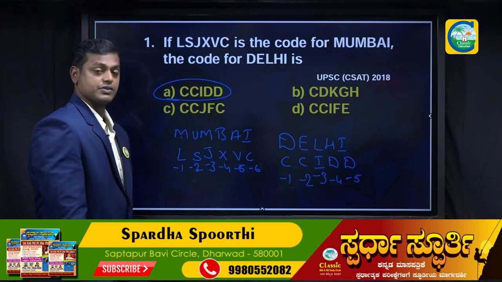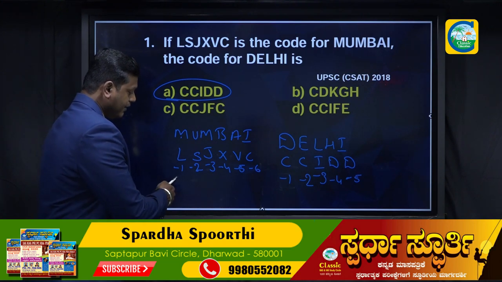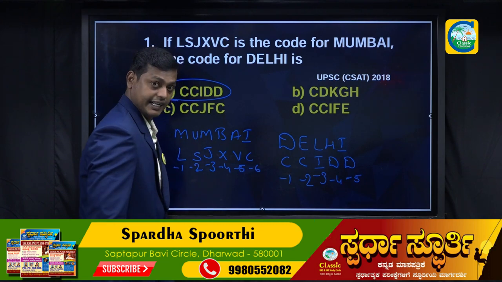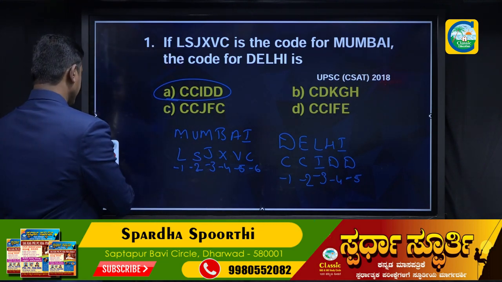So this type we can solve easily by predicting how the first one comes. Then the question mark answer will be found easily. Right, friends. We'll move on to the next question now.